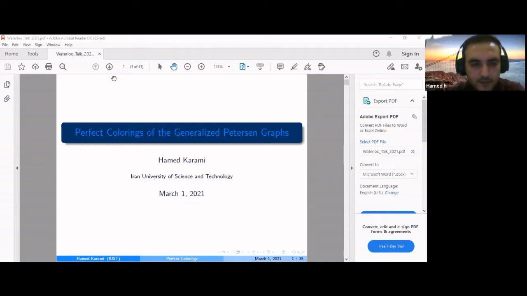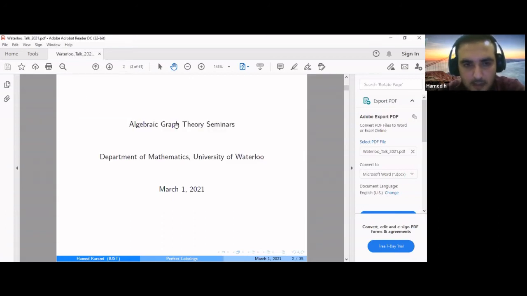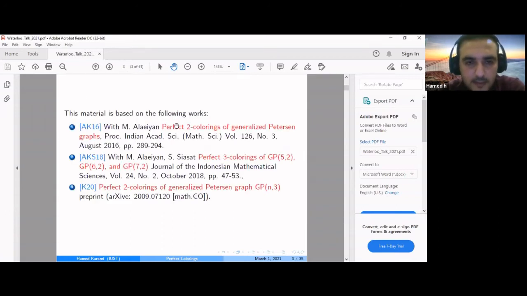Thanks for the introduction, and thanks to the organizers for giving me the opportunity to talk about perfect colorings of the generalized Petersen graphs, and thanks to the audience for coming. Today we are going to talk about perfect colorings of the generalized Petersen graphs. This material is based on the following works.